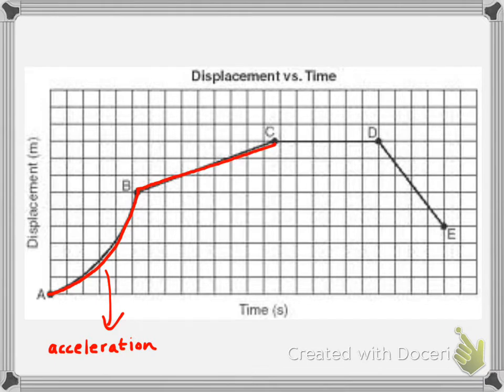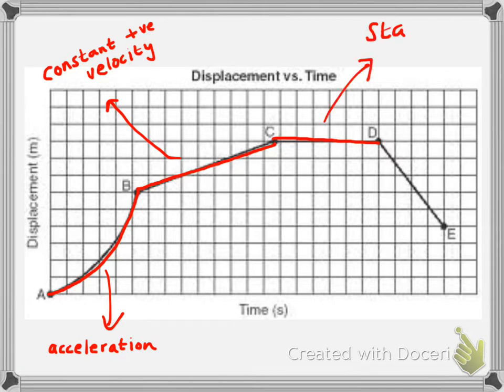Between B and C, we have a straight line displacement time graph. The gradient's constant, and so that shows an area of constant velocity, and because there's a positive gradient, it's a constant positive velocity. Between C and D, the displacement is constant, and of course what that means is that the object's not moving. And so whatever object this is stationary, and the velocity between C and D is 0 because the gradient is 0.